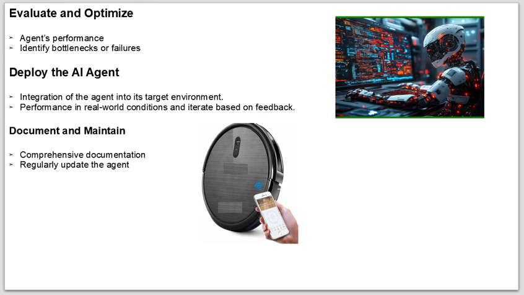Then we have to evaluate and optimize the AI agent. First is to measure the agent's performance using relevant metrics. What are the metrics? Efficiency, coverage, obstacle avoidance. Identify bottlenecks or failures and refine the agent's modules. Example, evaluate how much area the robot cleans in a given time and refine its path planning algorithm if needed.